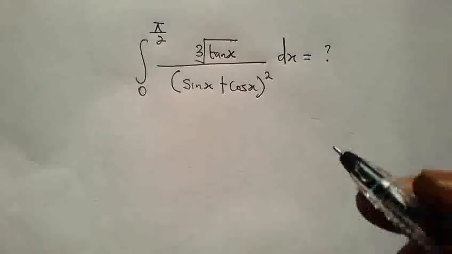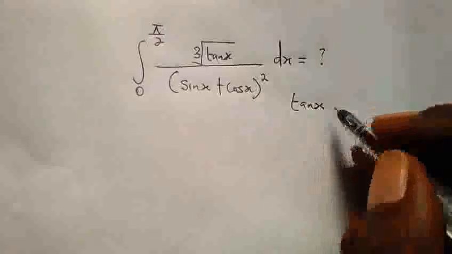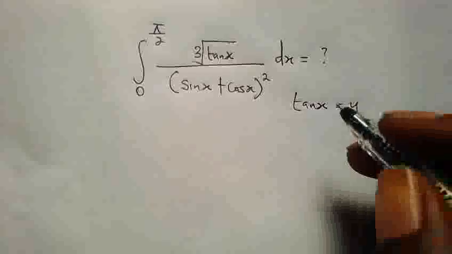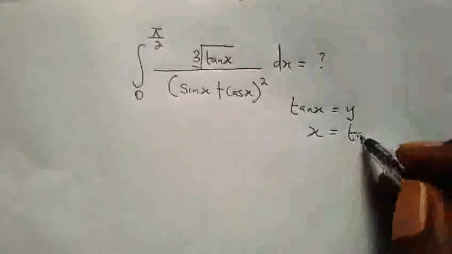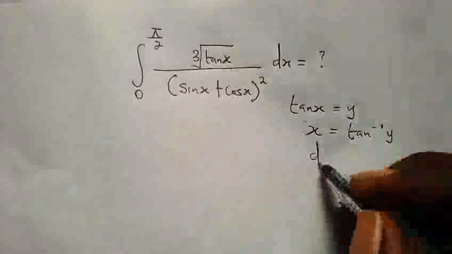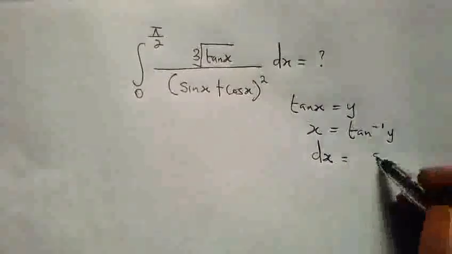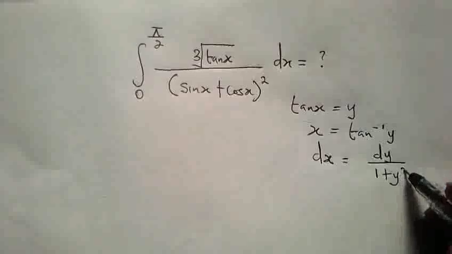Here I'll be making the following substitution. I can select tan x equals y. So x is equal to the tan inverse of y. Differentiating both sides, we get dx is equal to dy over 1 plus y squared.